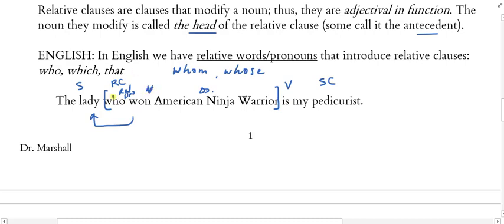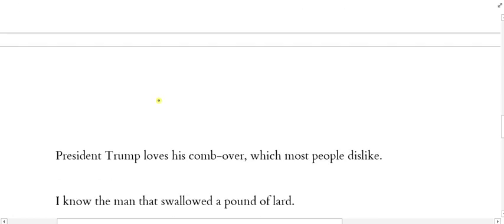How is the who functioning? It is the subject of the verb won. Okay? So my relative pronoun who introduces a relative clause, and it has a subject function inside the relative clause. Let's take a look at the next sentence.